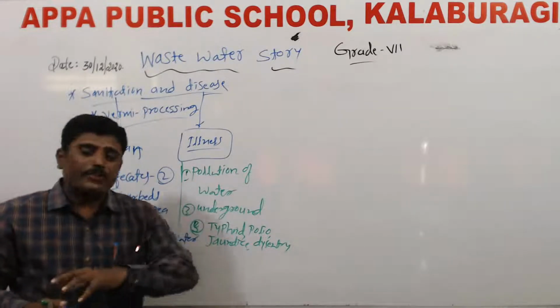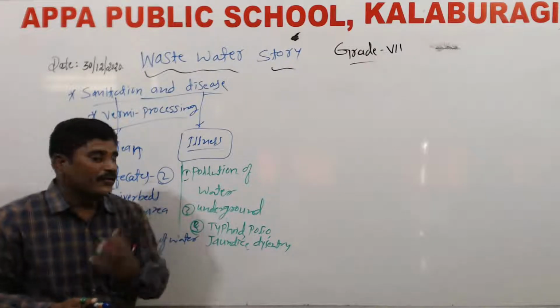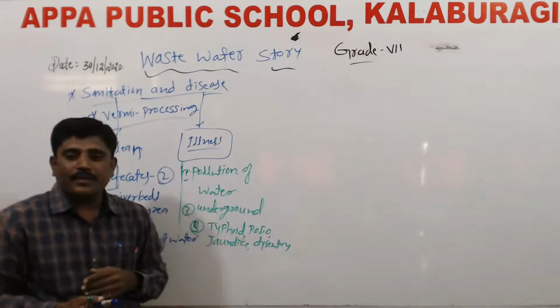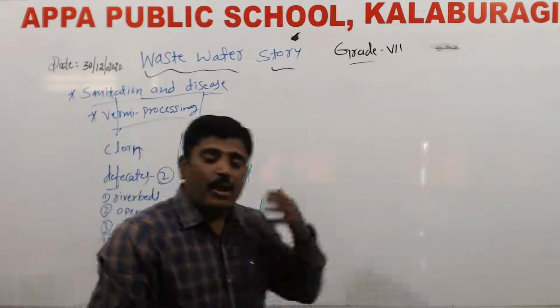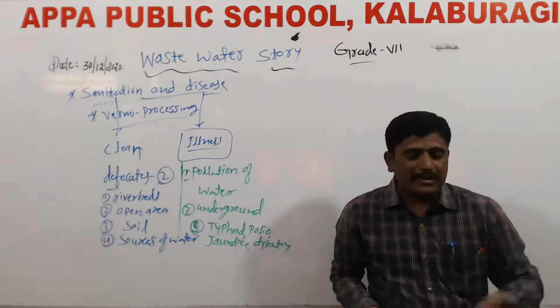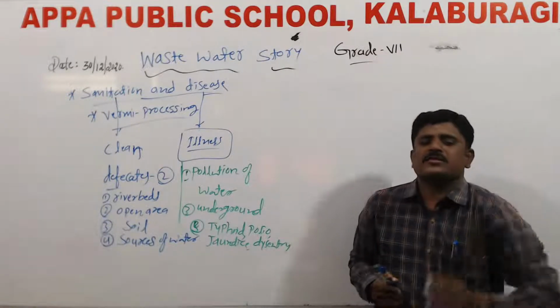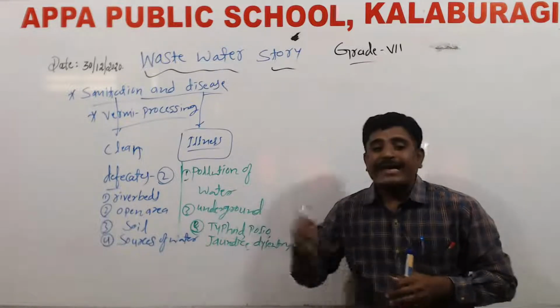Pollution of water. If water is polluted, it is unable to be used, not fit for use. Underground water also. And what causes diseases? Typhoid, malaria, cholera, jaundice, polio, meningitis. Still so many diseases are caused due to pollution of water, due to unhygienic conditions.